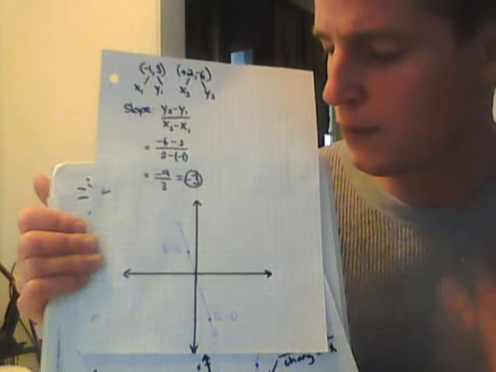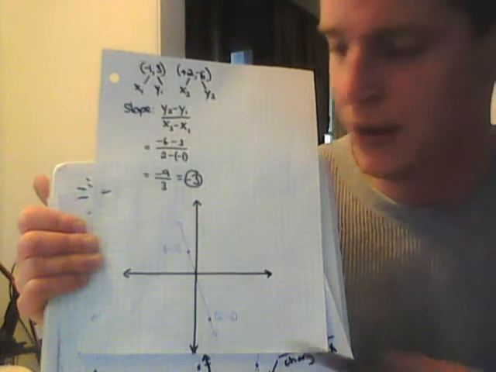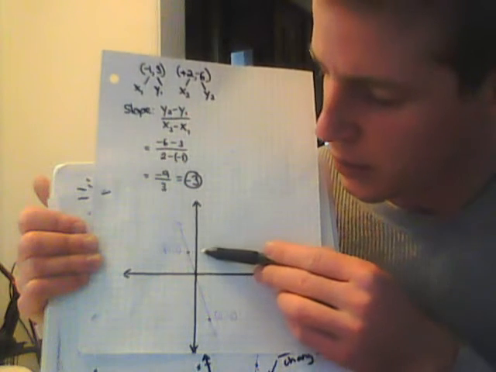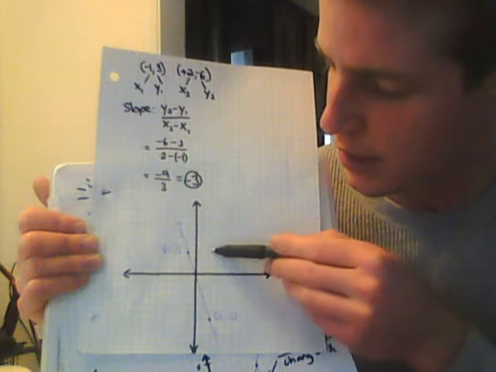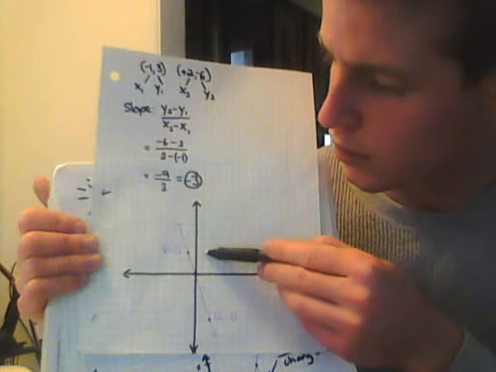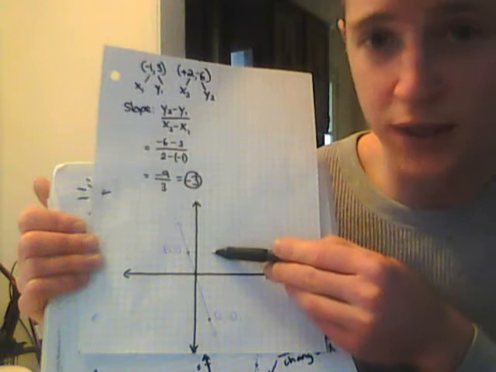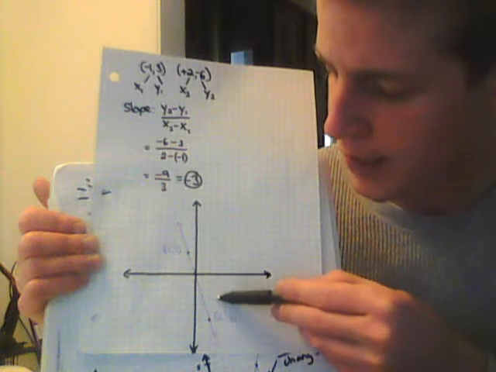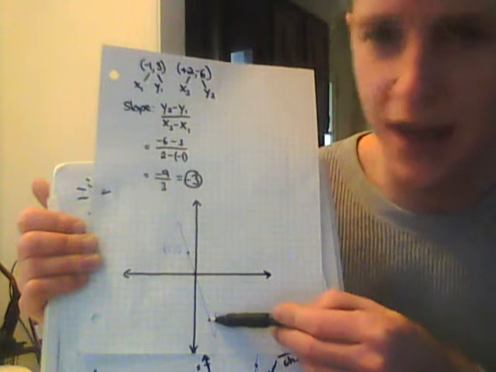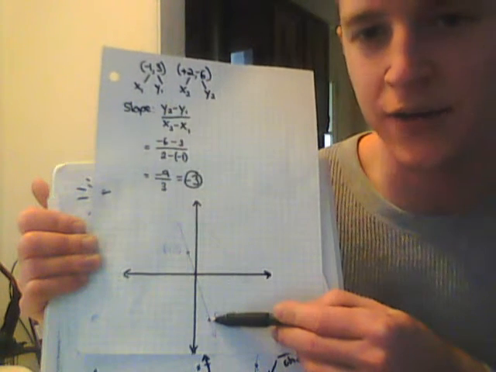First, we would find the run. The run's always easiest to find first. We're going from here to about here, right? So here to here, our run is 1, 2, 3. And what's our rise? Our rise is 1, 2, 3, 4, 5, 6, 7, 8, 9. But it's down, so that's a negative 9.